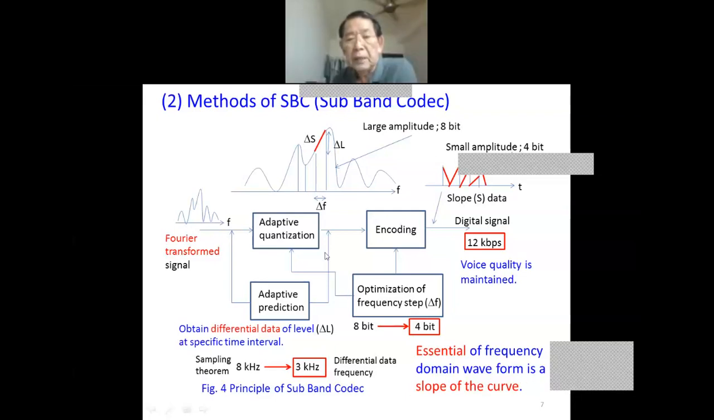In this case, the Fourier transform is simply not deformed, so voice quality is maintained. Here, the essential of the frequency domain waveform is the slope of the curve. This is different from the previous one only in that time is converted to frequency. The shape information is important, and the important parameter of this shape is the slope. So important information is transmitted, the same as wave transmission. However, slope transmission reduces the transmission velocity to 12 kilobit per second.